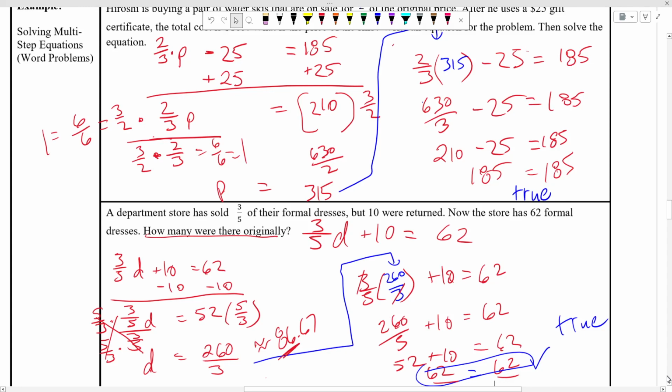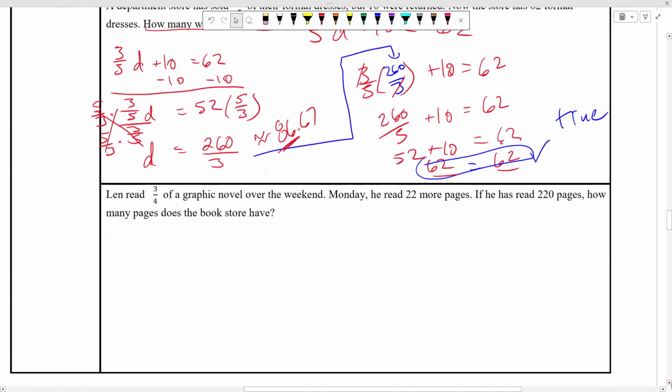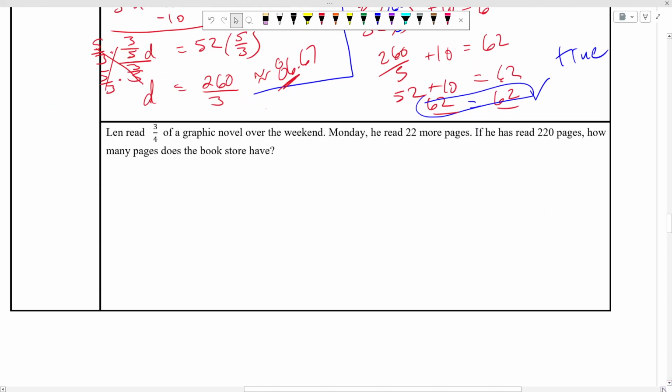All right, another word problem, guys. Again, we have to be really good at these. Really good. For this is real life. This is the real life connection with mathematics. All right, so let's analyze this here. How many pages does the bookstore have? Okay, great.